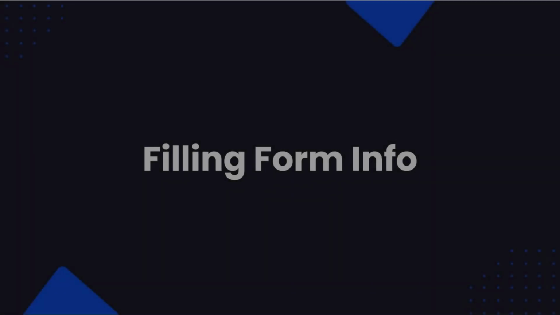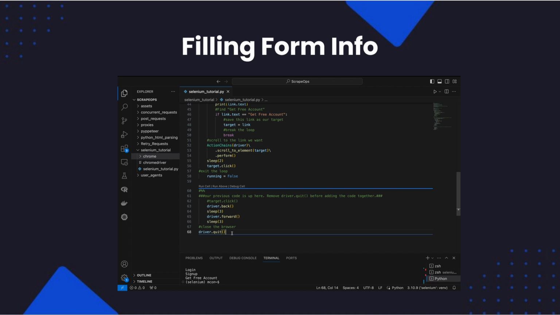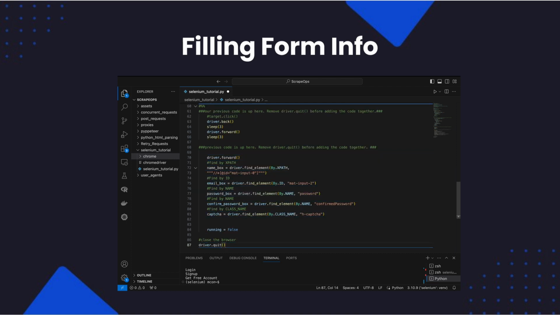Now let's find our form on the new page and fill it out. So this time we'll find the input boxes with different methods, including XPath, name, ID, and CSS selector. Okay, so here we can see that we are finding the name box by using the XPath selector. We're finding the email box using the ID. We find the password box by name, same with the confirm password box. And then we're finding the CAPTCHA element by its class name.